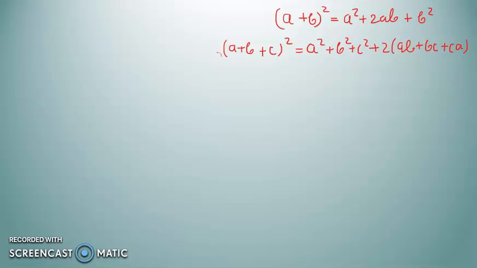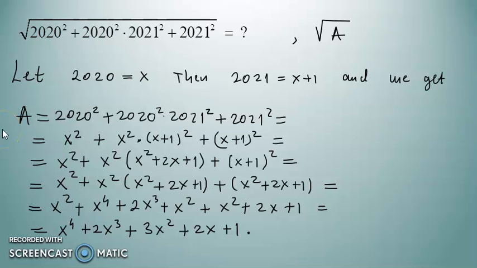And now let's write what we get from the previous: x to the fourth plus 2x cubed plus 3x squared plus 2x plus 1.